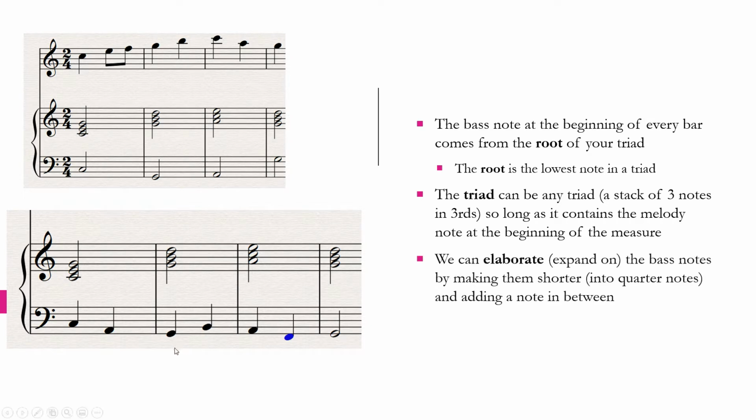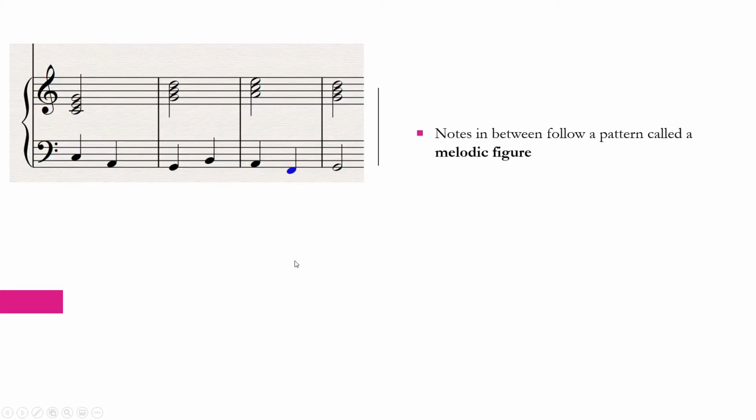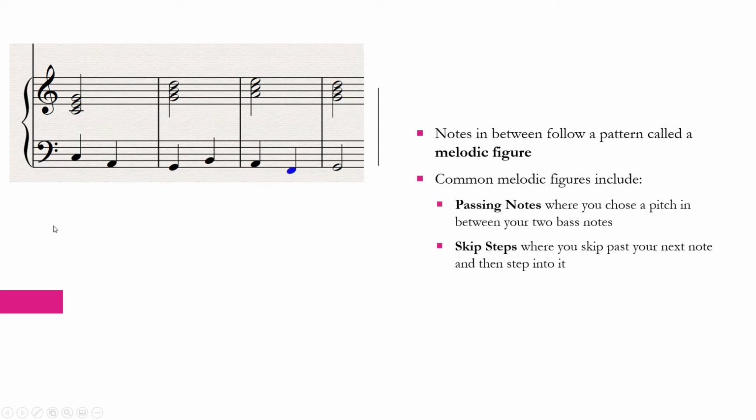After that, we need to elaborate the bass, and we do that by shortening these half-note bass notes and interpolating notes in between. These interpolations are called melodic figures, these patterns that we commonly use. Here we have a couple of examples. We've got passing notes, which are notes that come in between the bass notes at the beginning of each measure. And it's just like passing along the way.